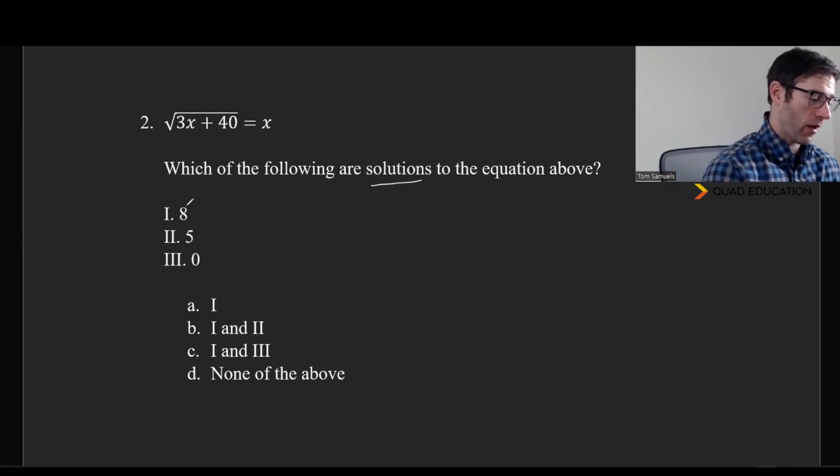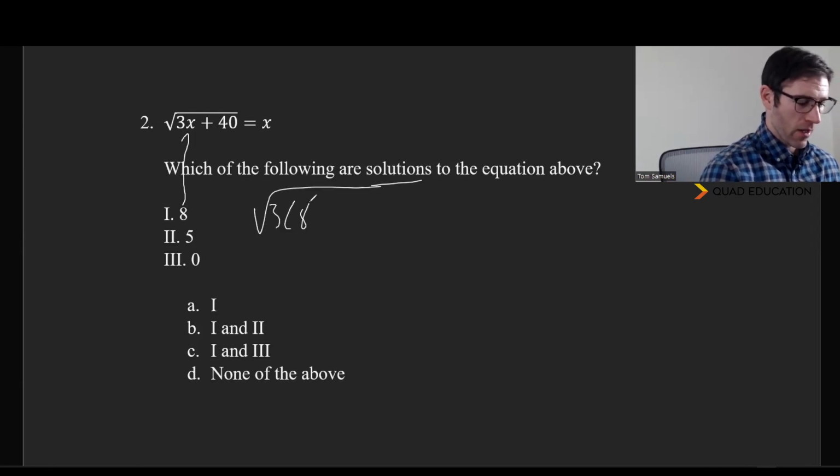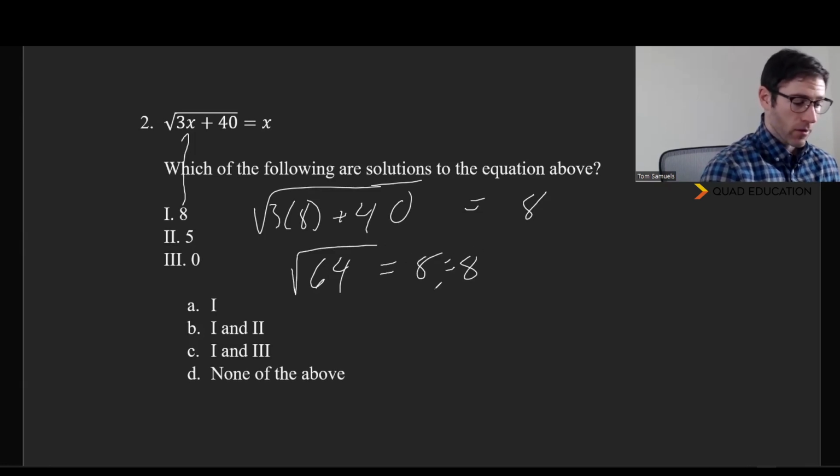So we just go ahead and say, all right, well, how about 8? And then we say, okay, this is 3 times 8 plus 40, and let's see if that equals 8 or not. And so 3 times 8 is 24, and 24 plus 40 is 64, and indeed the square root of 64 is 8, and 8 does equal 8. So definitely that one. And so we can get rid of none of the above.